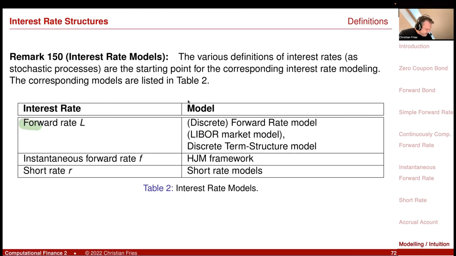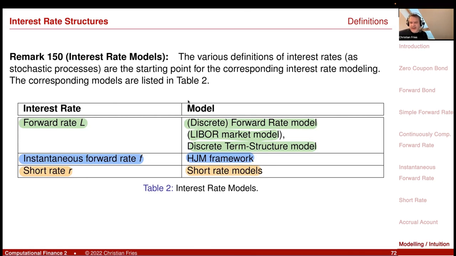So I have the forward rate L, the discrete one, which gives me then a discrete forward rate model, also called discrete term structure model, the historical name, LIBOR market model. The time continuous one, the instantaneous forward rate, F of little t, capital T, will give me a Heath-Jarrow-Morton framework. So I have an infinite dimensional stochastic process. And we had also the special one, the short rate, which will give the families of the short rate models.